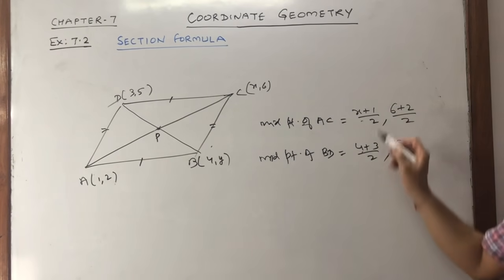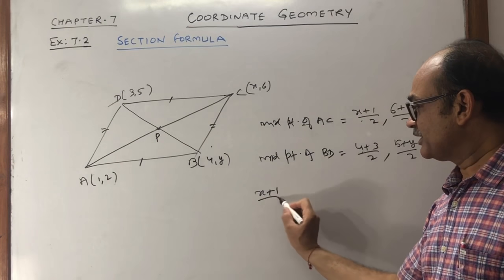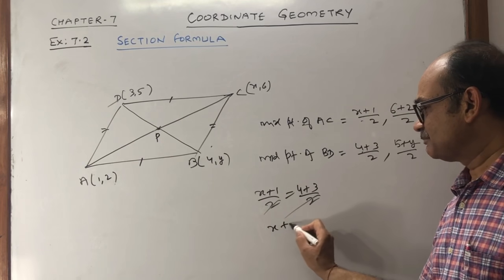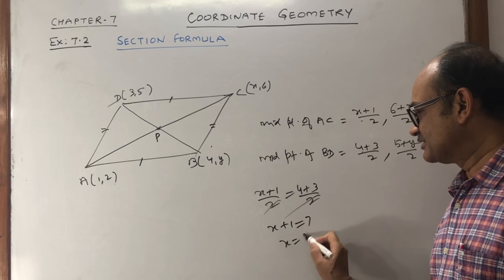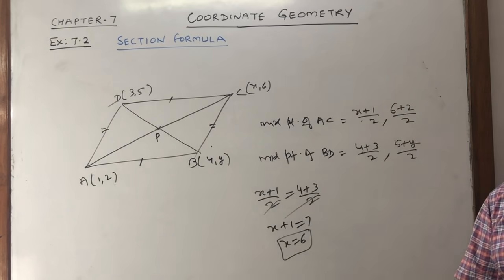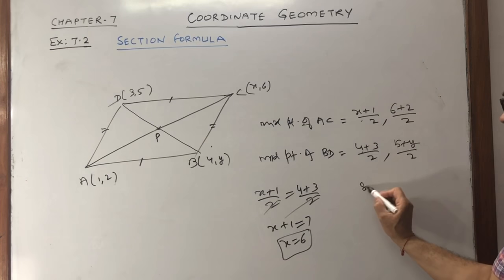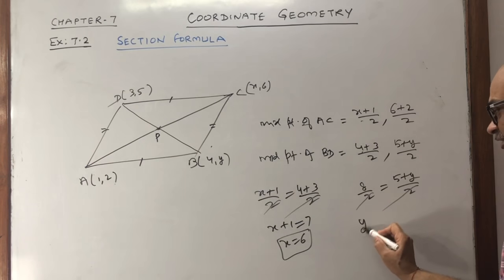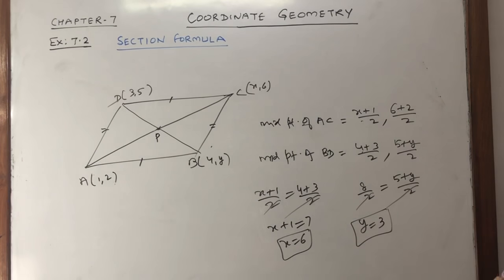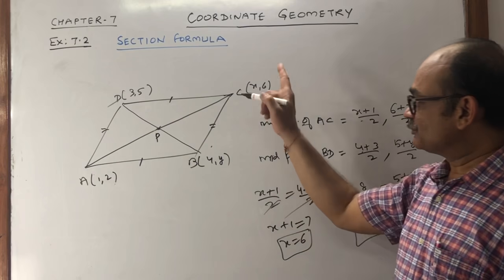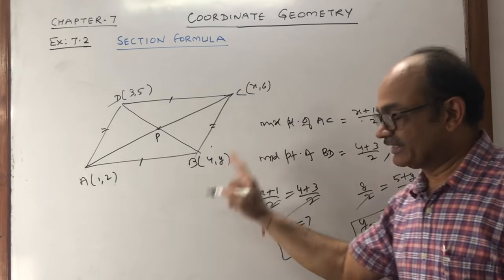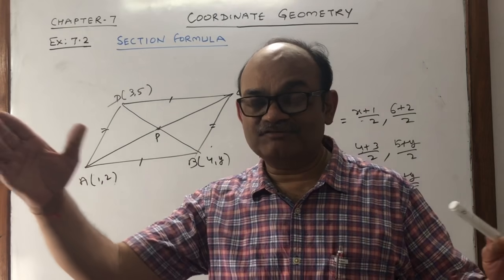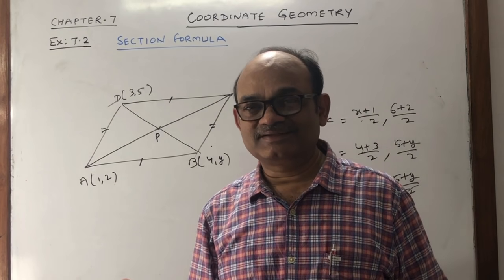Very simple. So now compare x plus 1 by 2 equals 4 plus 3 by 2. Direct x plus 1 equals 7, x equals 6. Compare these two, 8 by 2, 5 plus y by 2, y equals 3. Hence, x equals 6 and y equals 3. Tell me, how easy the question became. Now if we had applied the length formula, where would we have reached?